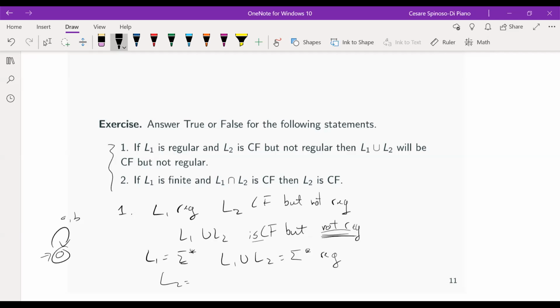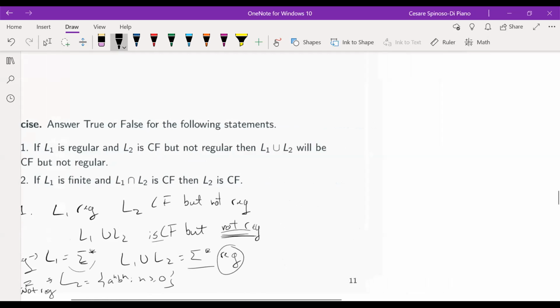If you make L2 context free, so for instance, if you make L2 a^n b^n, n greater or equal to 0, this is context free, but not regular. But because sigma star is the universal set, if you union the universal set with any other set, you get the universal set sigma star. And sigma star is regular, which is different. So I know it's confusing at first.